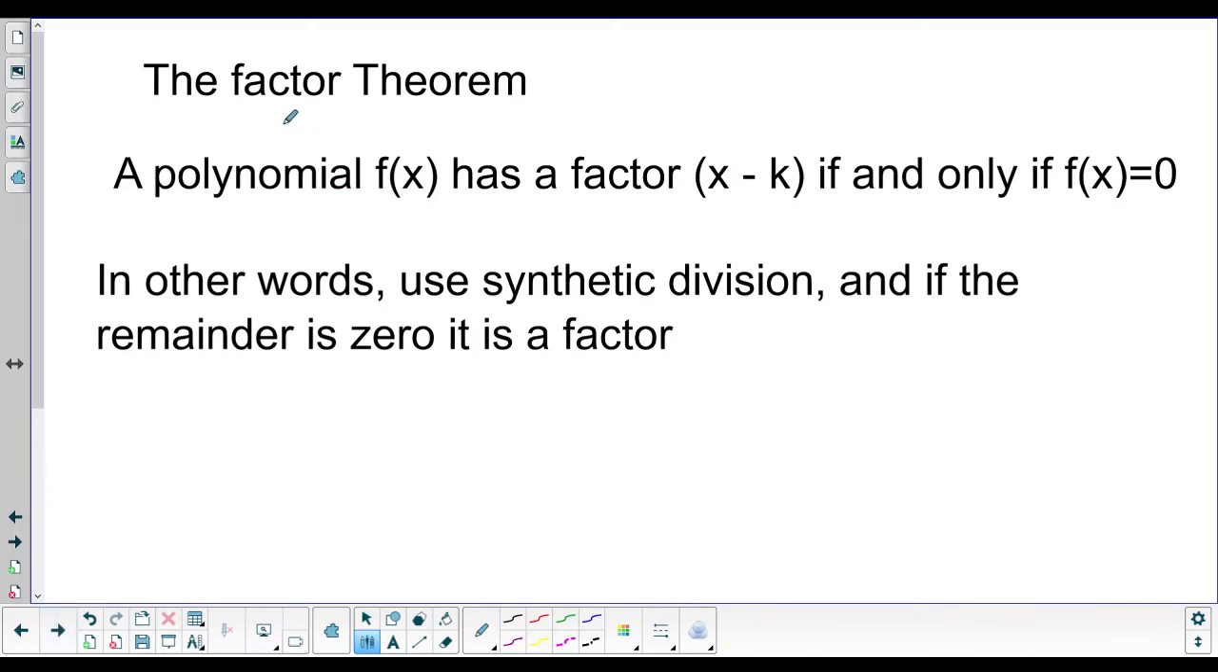So, factor theorem, capitalized factor, of course. A polynomial f of x has a factor x minus k. So this is just a binomial. This could be like x minus 2, right? Whatever. If and only if f of k equals 0. So meaning I plug k into f and it equals 0. That means x minus k is a factor of the polynomial. And we talked about that last time.